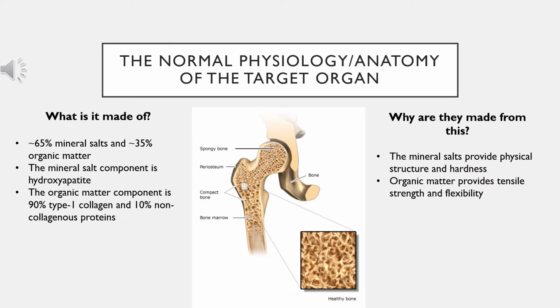A normal human bone consists of approximately 65% mineral salts and 35% organic matter. Hydroxyapatite is a calcium phosphate that makes up the majority of the mineral salts found in human bones. The organic matter is comprised of around 90% type 1 collagen, with the remaining 10% being non-collagenous proteins. The mineral salts provide physical structure and hardness to the bones, while the organic component provides tensile strength and flexibility.